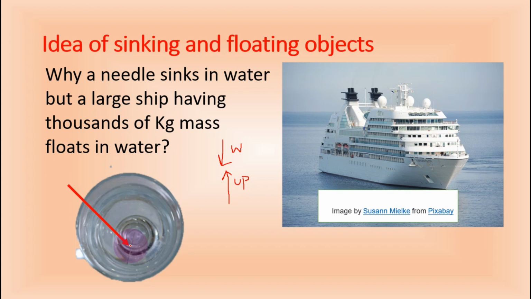And the upthrust of a liquid mostly depends on the volume of the object. As the volume of the object, which is the needle in this case, is very small, there is less upthrust on it, and that is why due to weight it sinks. But a big ship displaces more water as it has a larger volume, so the upthrust or the buoyant force is larger on the ship, and we say that the upthrust is greater than the weight of the ship, and that is why the ship floats on the surface of water.